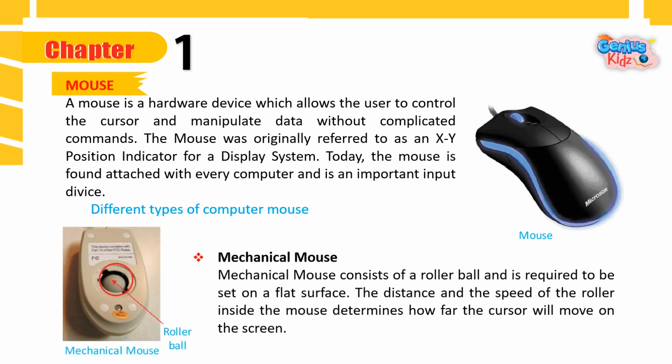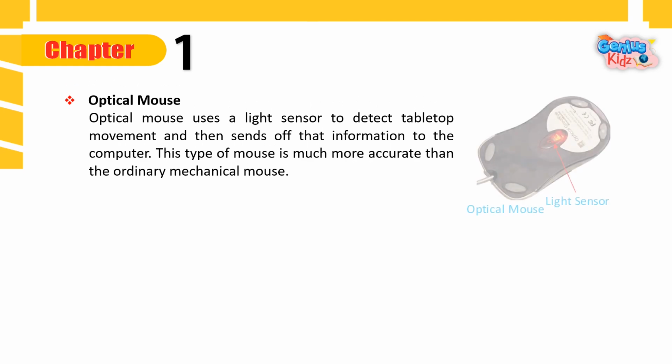Mechanical mouse. Mechanical mouse consists of a roller ball and is required to be set on a flat surface. The distance and the speed of the roller inside the mouse determines how far the cursor will move on the screen. Optical mouse. Optical mouse uses a light sensor to detect tabletop movement and then sends off that information to the computer. This type of mouse is much more accurate than the ordinary mechanical mouse.